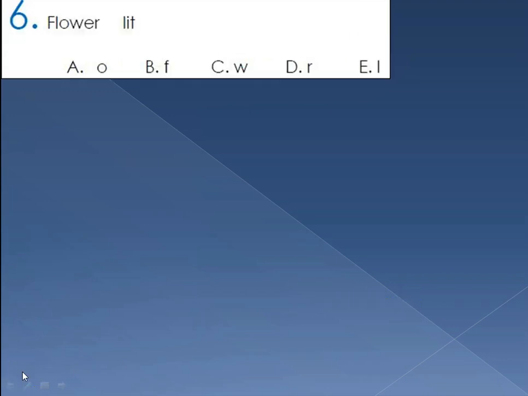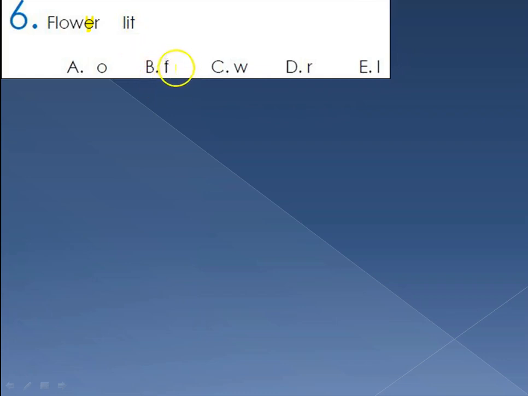Okay, let's go on to the next one. Next one is flower and lit. The options are O, F, W or L. So E is an option, so we can almost cancel out E straight away. So O, if we take away O, will that make sense? No. And if you put it over here, light, no.